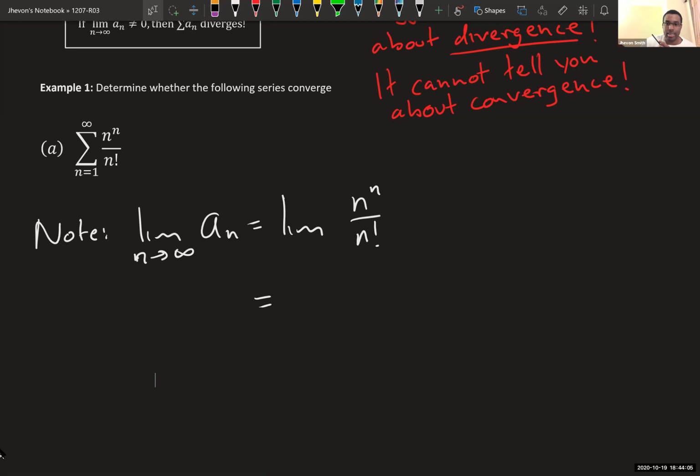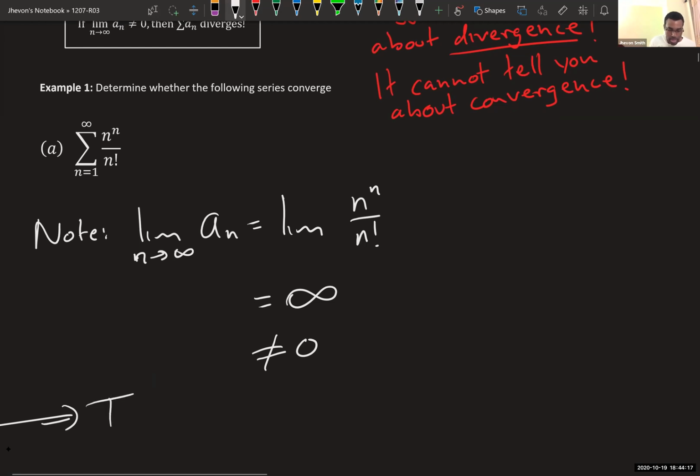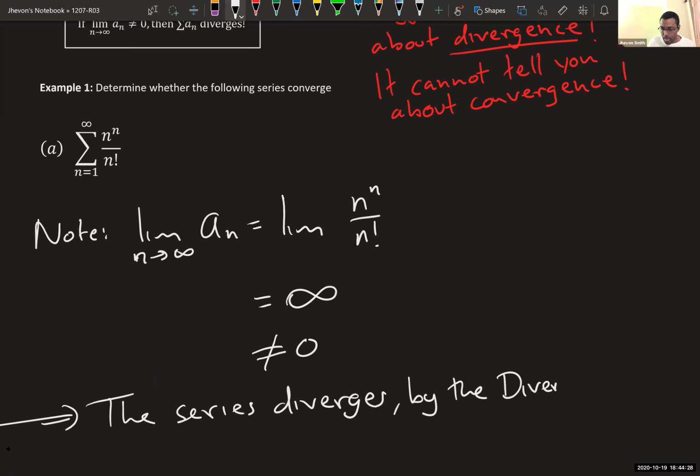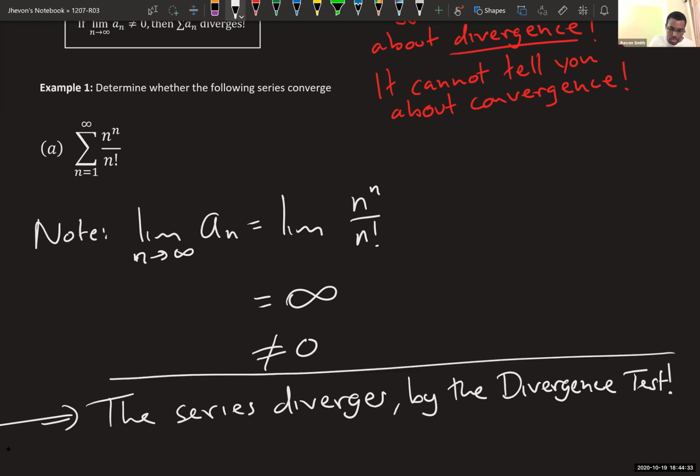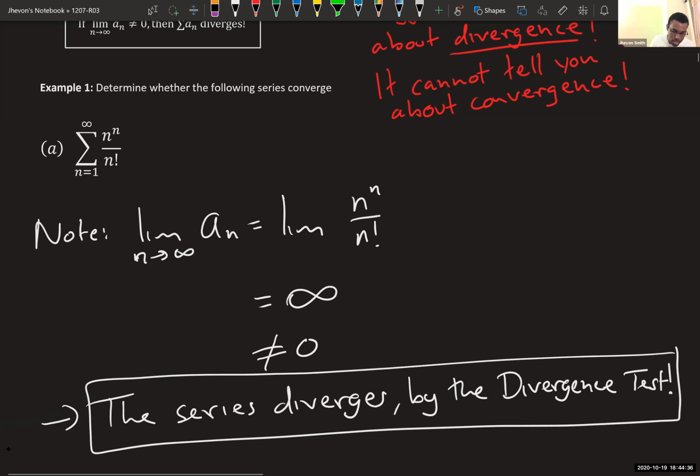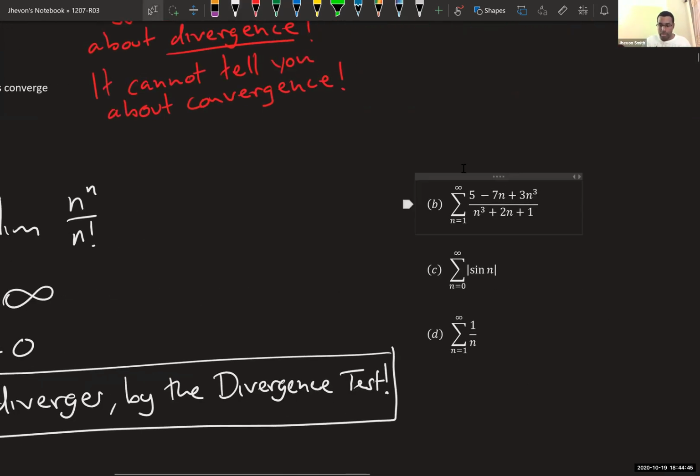So like I said, it should be very quick for you to get to the answer. That's infinity because we're great with limits now. In particular, infinity is not 0. Therefore, we can say the series diverges. A lot of times when we make a conclusion, we do have to justify it. So I can say by the divergence test, the series diverges. I took the limit, it didn't approach 0. The test for divergence says it diverges.